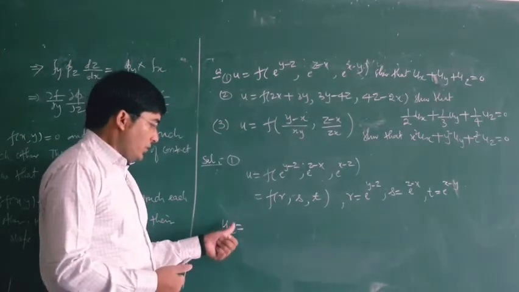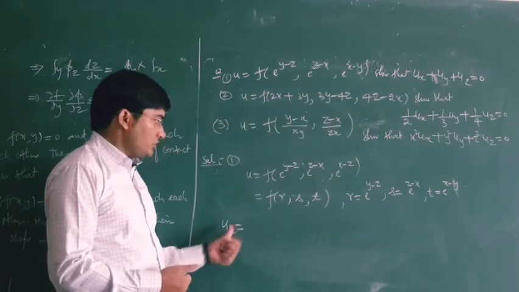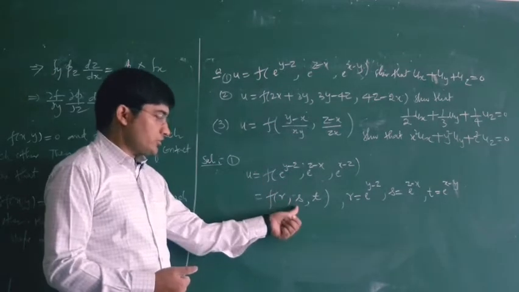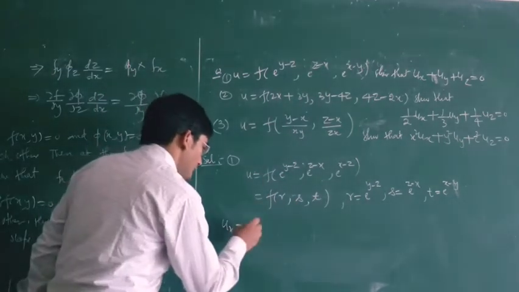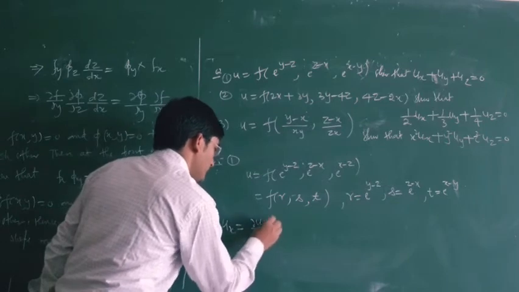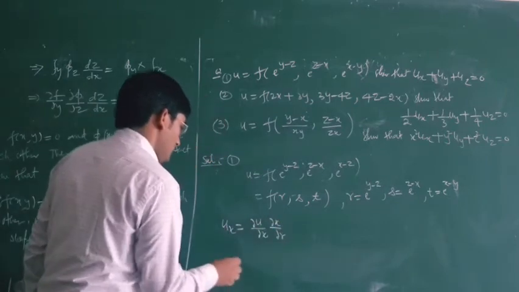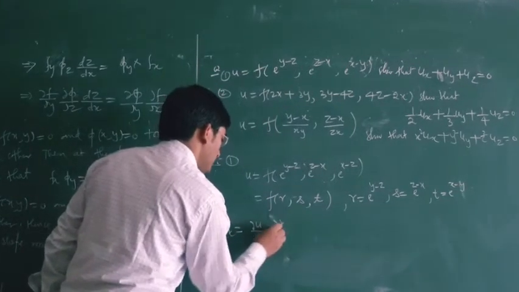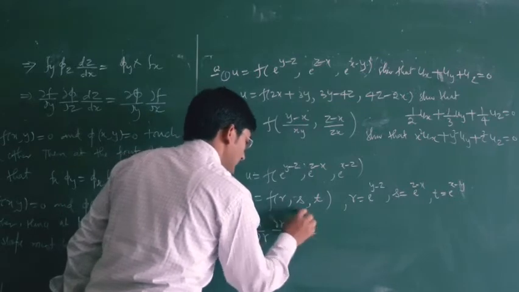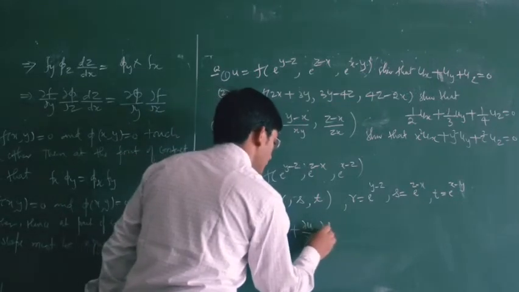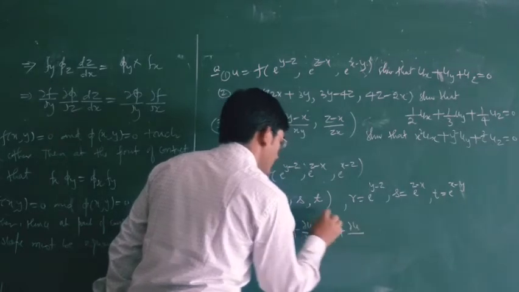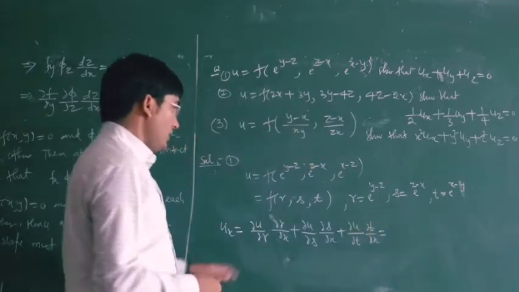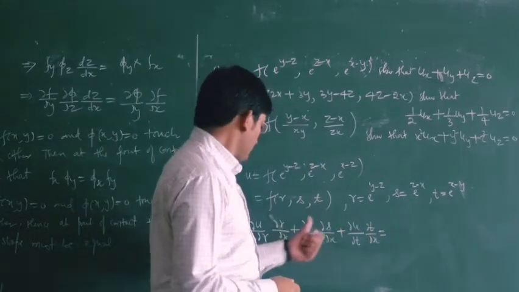Now ux will be, we cannot directly differentiate u with respect to x. Before that we will have to differentiate u with respect to r, then with respect to s, and then finally with respect to t. So our ux will be del u upon del r into del r upon del x, then del u upon del s, del s upon del x, then del u upon del t, and del t upon del x.